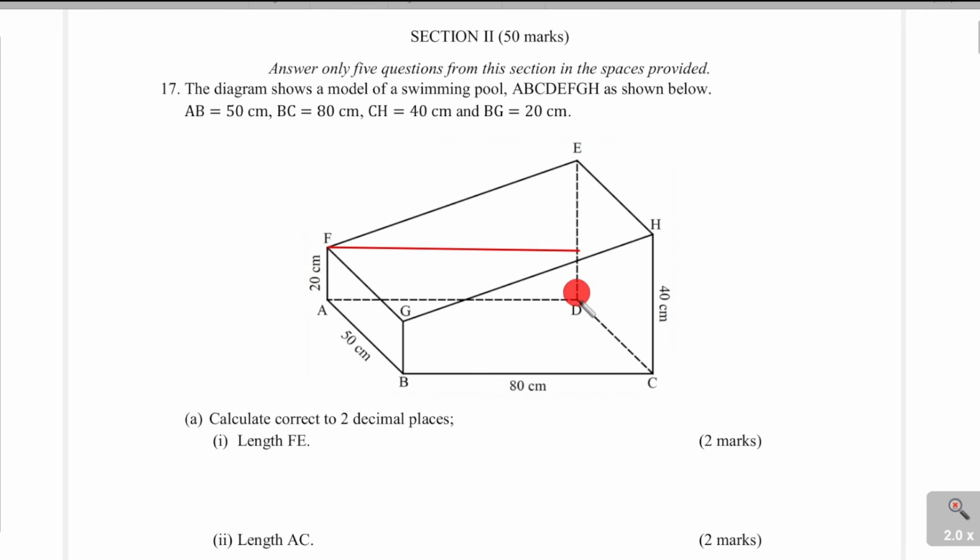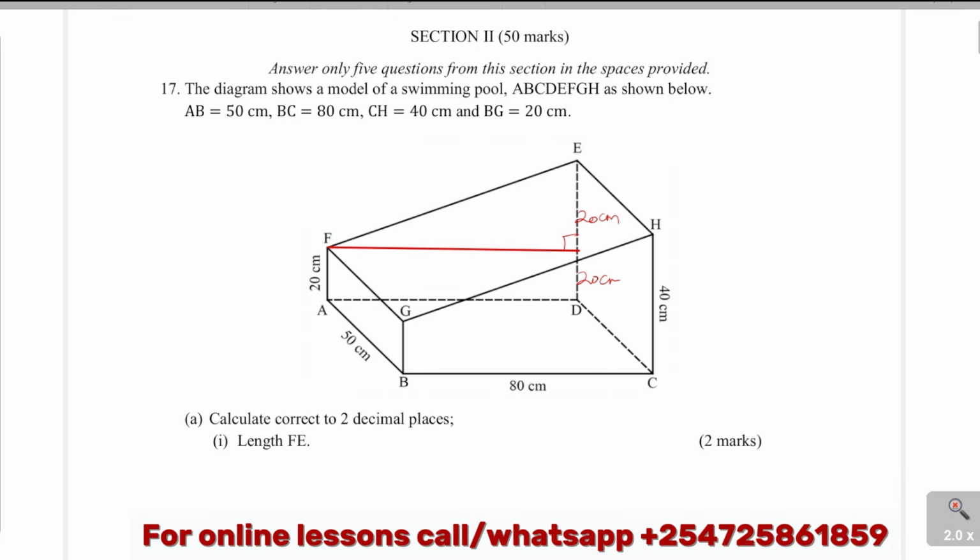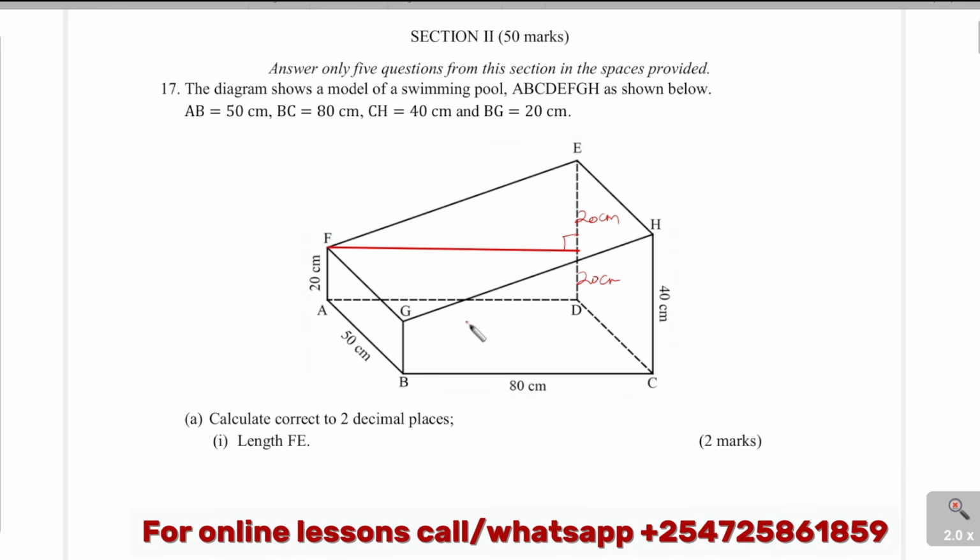So also this height here is 20 centimeters. And since the whole of this height is 40, it is the same with this one. And this one is 20, so this will be 20 as well. And this will be 90 degrees. So you can see now we have a right angle triangle. Then this length here, F to that point, is the same as this length that is 80. So this length there will be 80 centimeters.